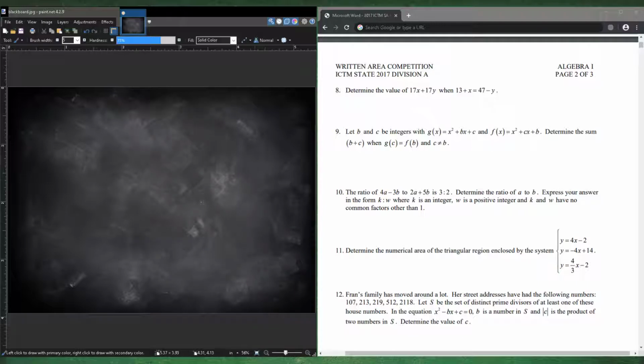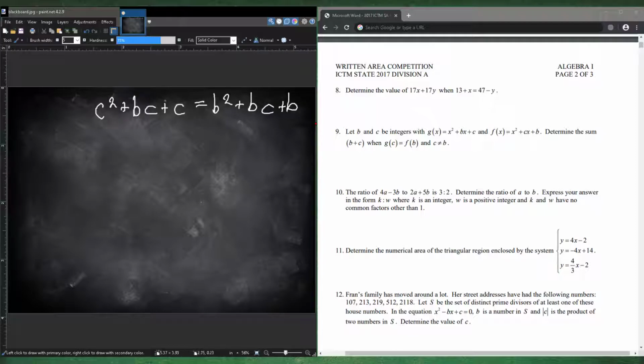Number 9. Let b and c be integers with g of x equals x squared plus bx plus c, and f of x equals x squared plus cx plus b. Determine the sum of b plus c when g of c is equal to f of b, where c is not equal to b. Okay, so let's plug in those numbers first, right? If they give you something to plug in, just plug it in and see what happens. So it's going to be c squared plus bc plus c when you plug in c into g of x, and then you plug in b into f of x, which is going to be b squared plus bc plus b.